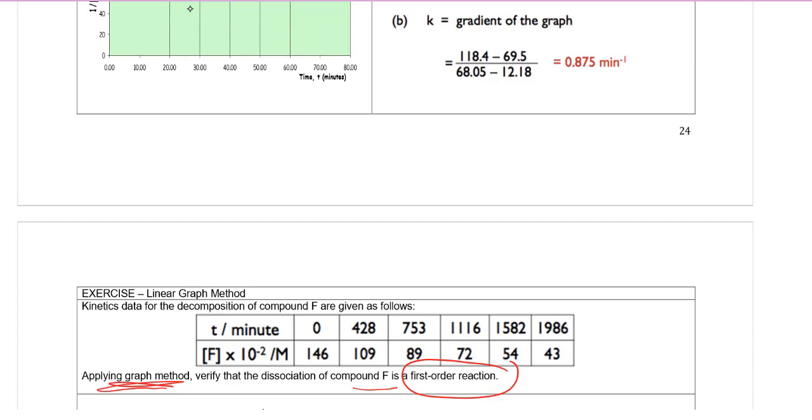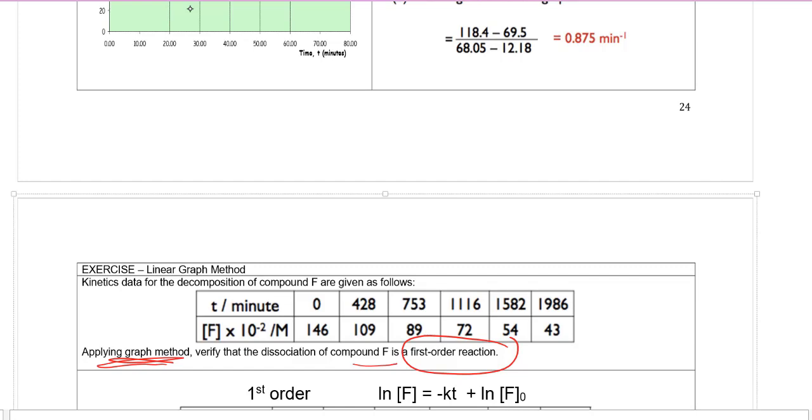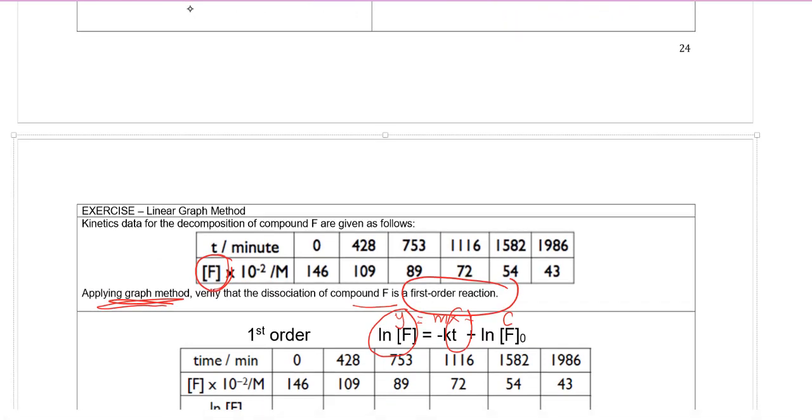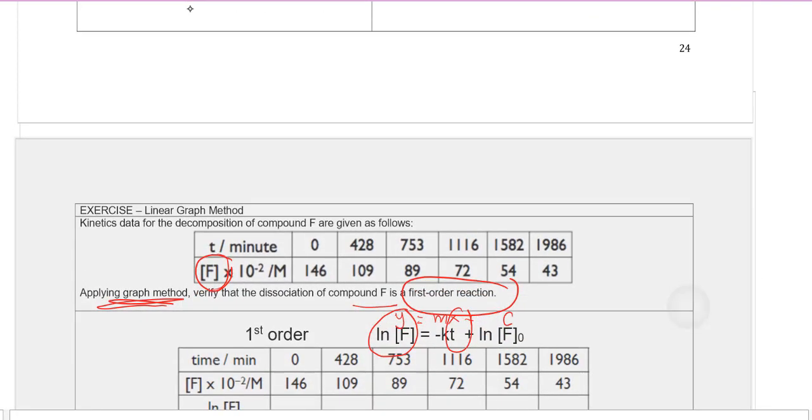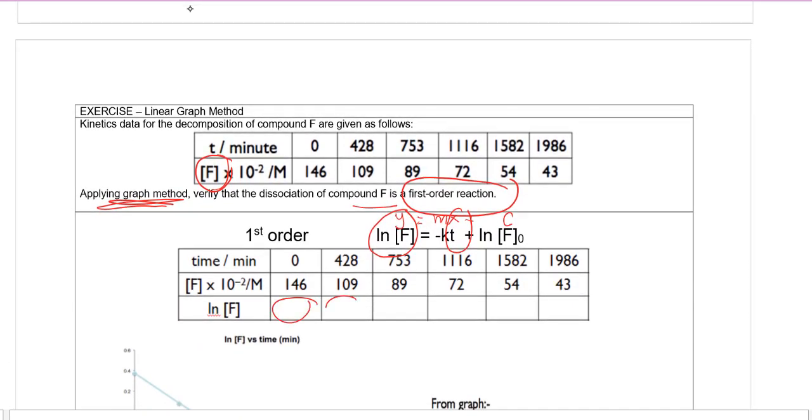When it is a first order reaction, you need to use the integrated rate law for the first order reaction. The integrated rate law looks like this: ln F is equal to negative kt plus C. So you are going to plot the graph of ln F versus time. You need to press the calculator and find the value of ln F for each concentration.